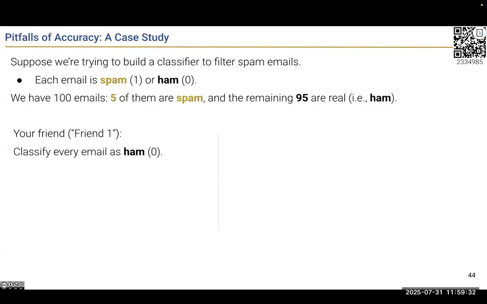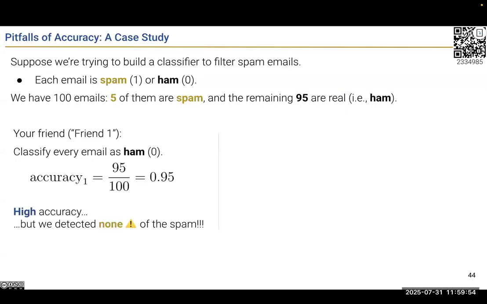Okay, so if this classifier classifies every email as ham, out of these 100 emails, I have 95 hams. So I will get those 95 correct, but those 5 that are spam, I will label incorrectly as ham. So I get 95 out of 100 correct. So my accuracy is 95%. Very high accuracy, but is this a good classifier for our purpose?